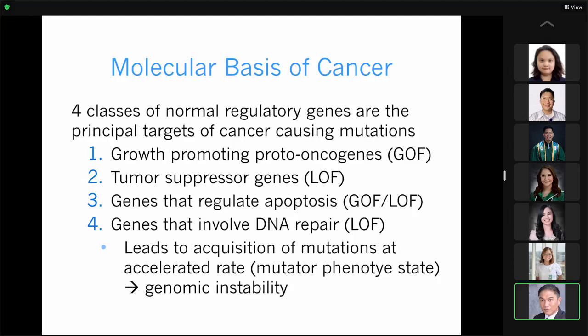And then genes that are involved in DNA repair. For the cell to have the damage, dapat hindi siya ma-repair for it to participate in carcinogenesis, then there must be loss of function mutation in the genes that are involved in DNA repair. So kapag DNA repair na yung problem, walang repair, this will lead to acquisition of more mutations at an accelerated rate. So with this, the cell undergoes this mutator phenotype state, leading to genomic instability.